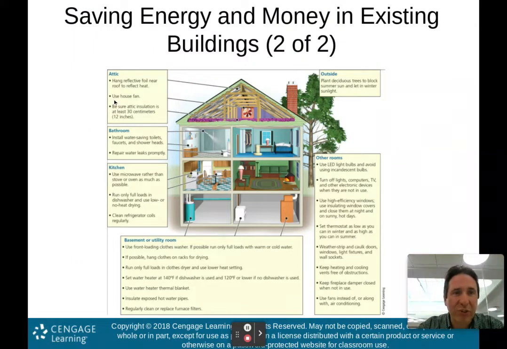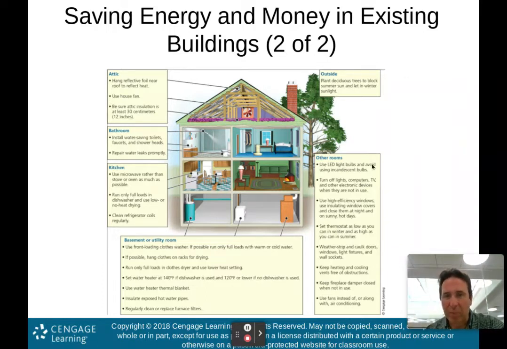Attic, hang reflective foil near the roof to reflect heat. Use a house fan in the attic, right? Bathroom, install water-saving toilets or those shower heads that are water-saving. Repair those leaks. Kitchen, use the microwave rather than the stove as much as possible. Run full loads in the dishwasher. Again, basic stuff, right? Outside, plant deciduous trees around your home, right? Because they block sunlight in the summer, keeping your house cool. And then in the winter, the leaves are gone. They let the sunlight through, keeping your house warm, right? So deciduous trees are a win-win situation. Plant them around your home.